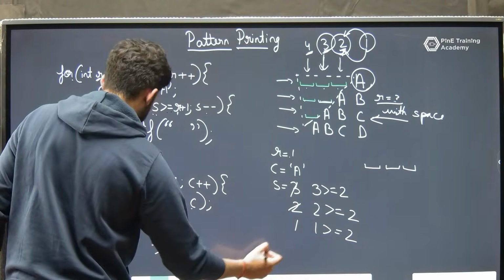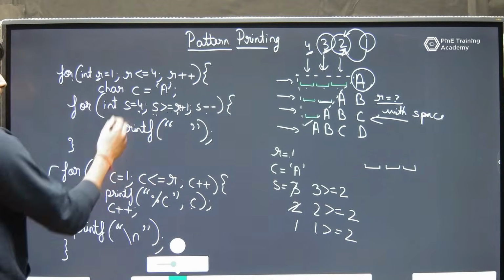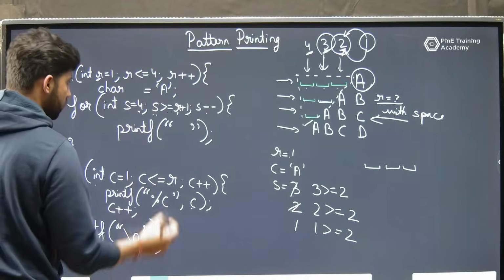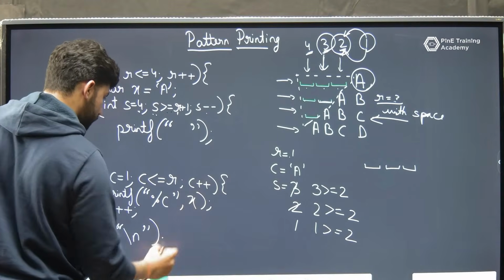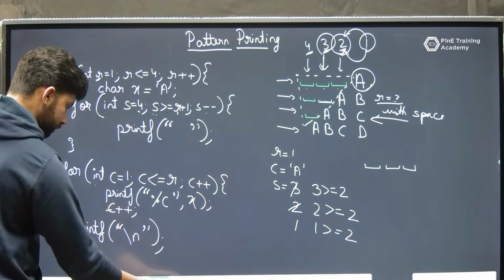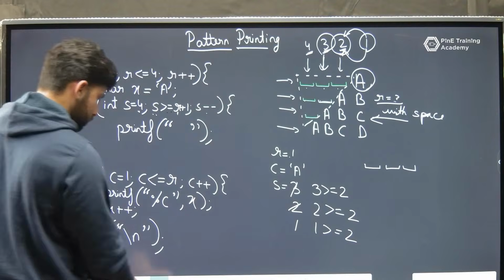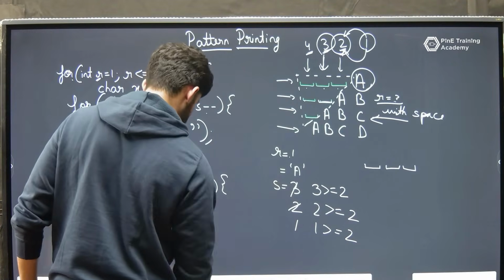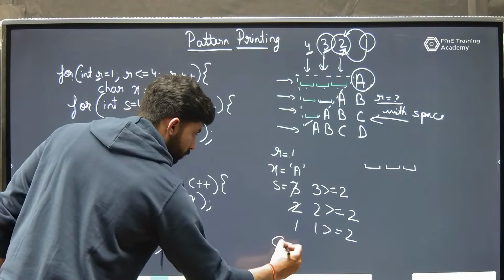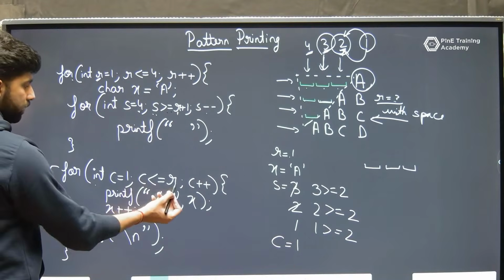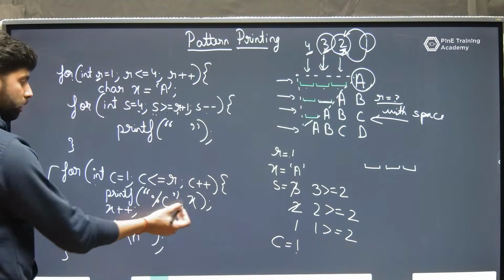So we can't have C here because I have created C here. Let's create another character X. That will create an error if I use the same variable name. Okay, so this will be X. Now we go with C equals to 1. It will check if this condition is true. 1 less than equals to R, 1 less than equals to 1. Condition is true. We will print X.